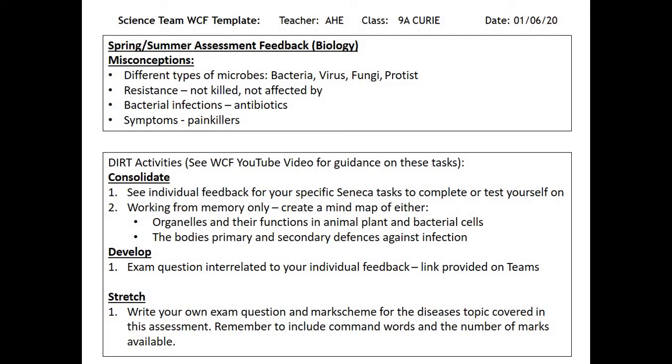And then your stretch task, if you get through all of that, is to have a go at writing your own exam question and the mark scheme. So just one question for the disease topic. It can be anything. Try to do something more than a 1 mark or 2 mark answer. So look at 3, 4, maybe even 6 marks if you can manage it. But have a go at writing a question. Think about command words. Think about the number of marks that would be available. Where would you get the marks? So that is your kind of stretch task.